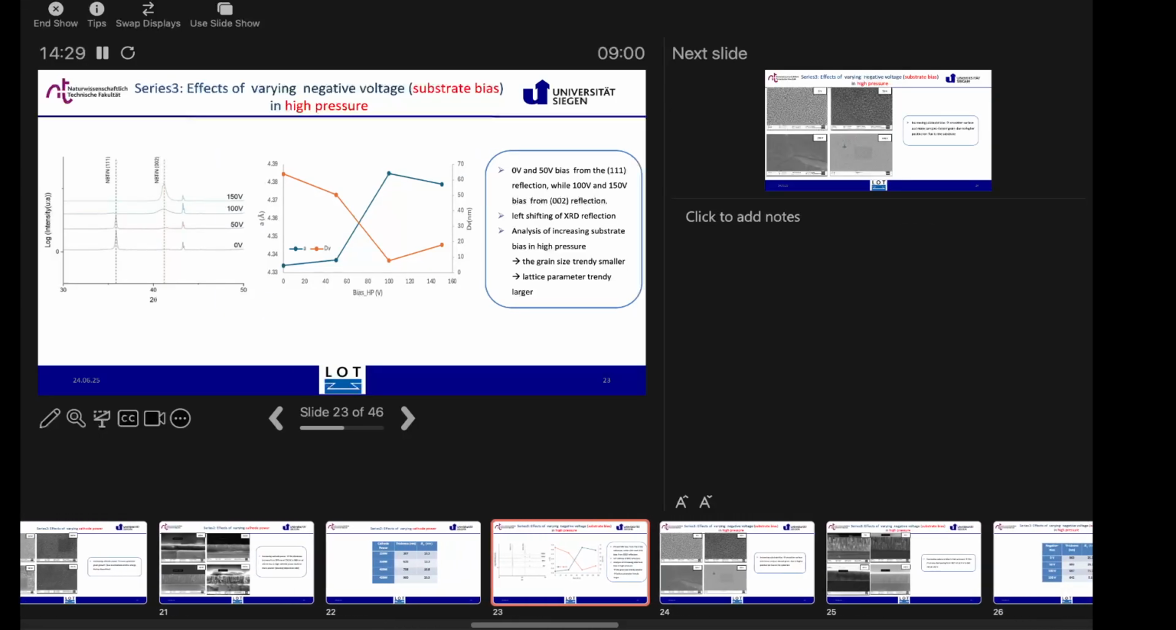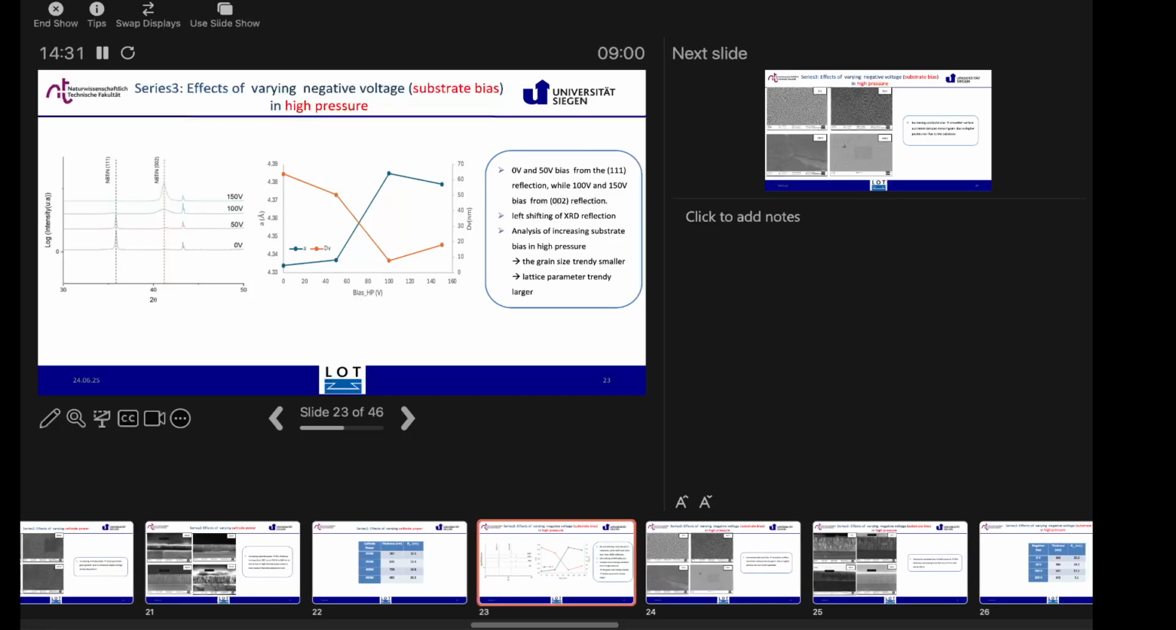Now, coming to the third parameter, starting with the substrate bias at high pressure. What we got here from the XRD reflection is that at low negative bias, 0 and 50 volt, we get the result from the 101 reflection, while for high negative substrate bias, 100 and 150 volt, we get the result from the 002. And if we zoom in on the 002, we see that the peak shifts to the left-hand side.